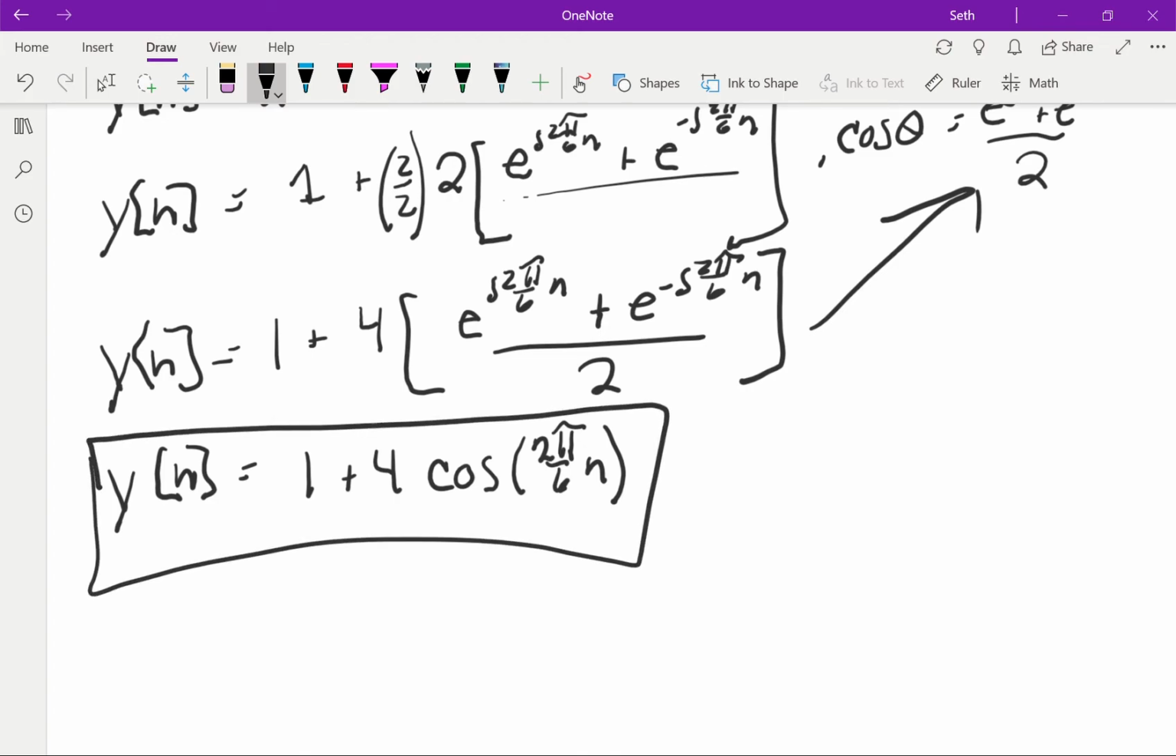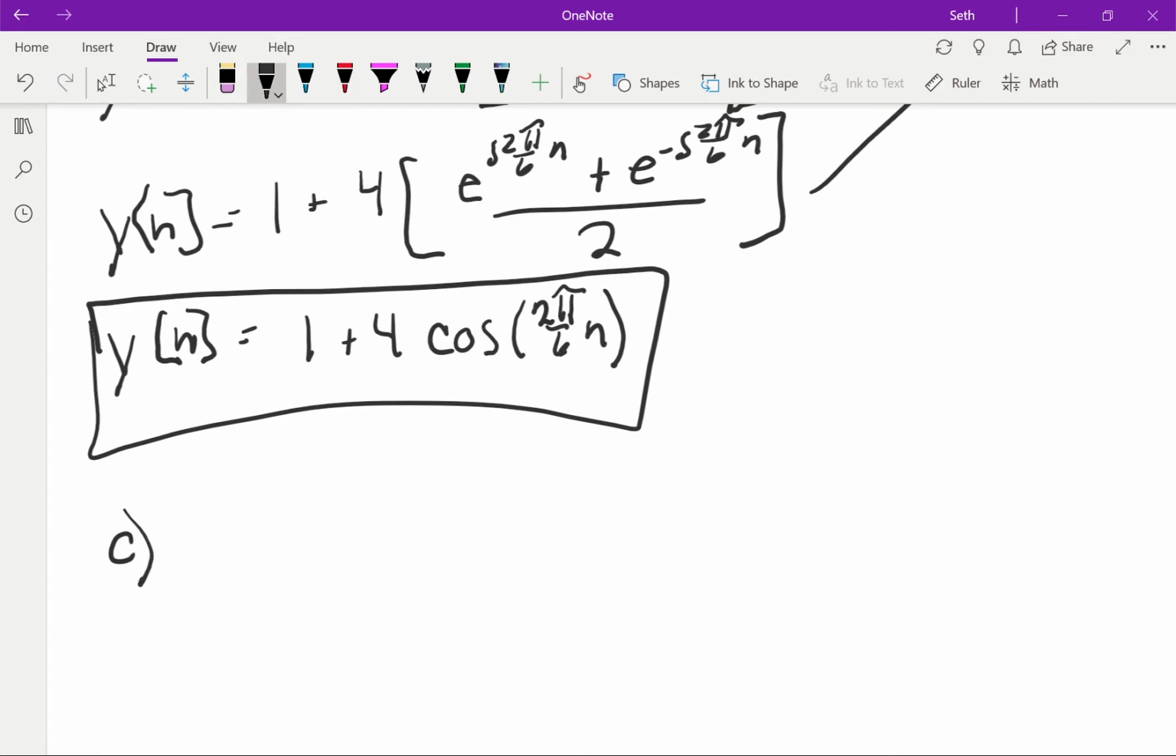We went from knowing the Fourier coefficients and the fundamental period, which enabled us to find the fundamental frequency, and that allowed us to find what y of n was. Okay.